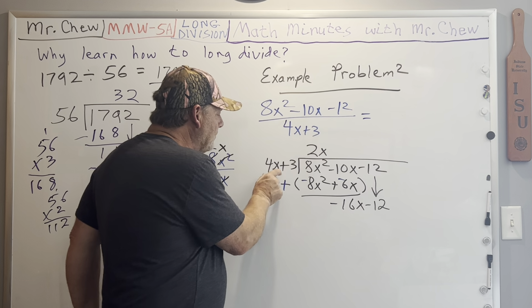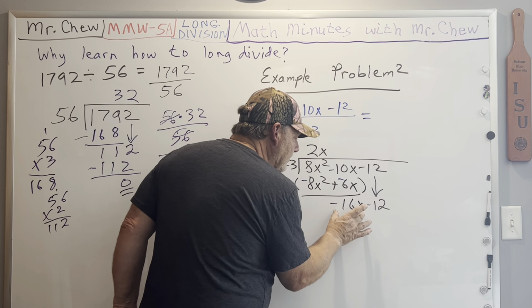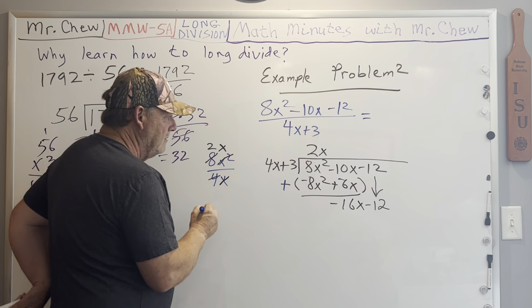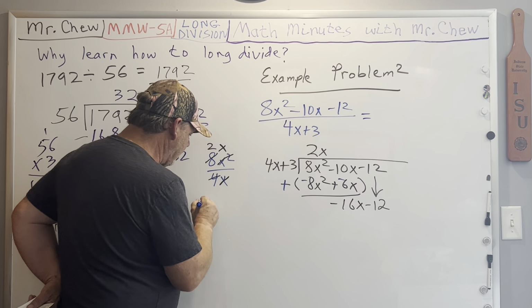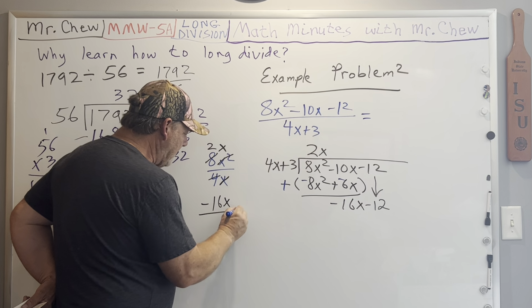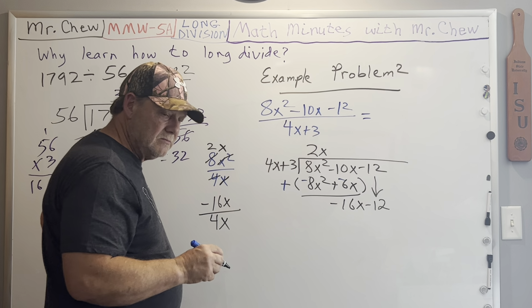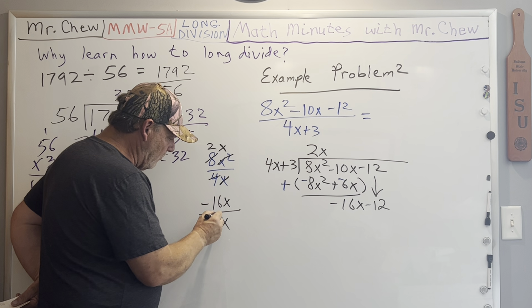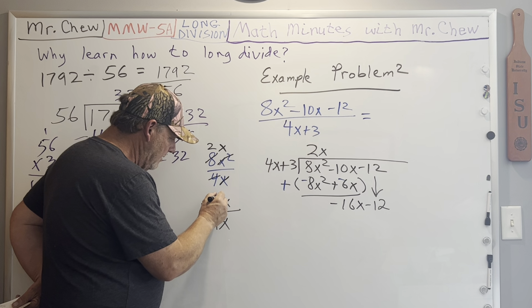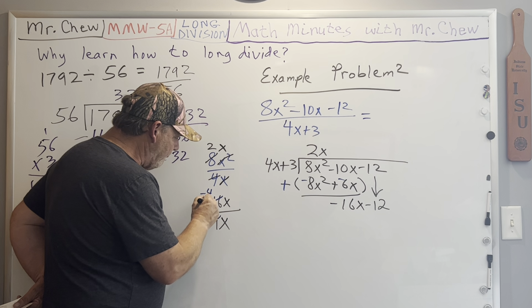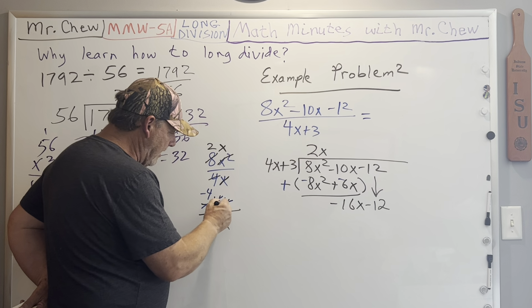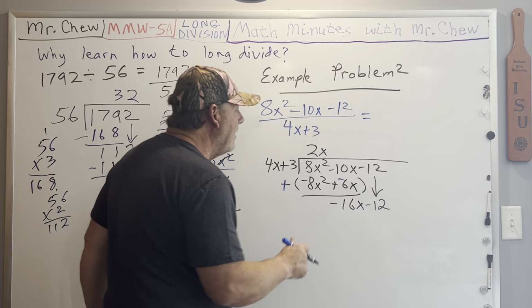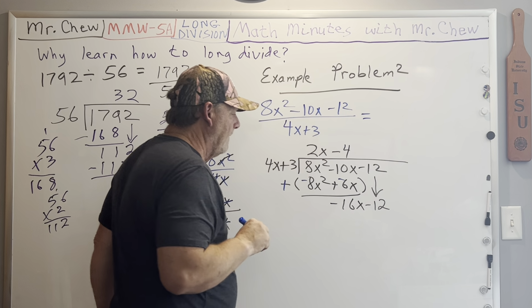So now, how many times will 8x divide into negative 16x? Well, I've got to take my negative 16x and figure out how many times 4x will divide into it. Remember what we do here now. Common factor of 4: 4 divided by 4 is 1. Negative 16 divided by 4 is negative 4. And the x and x cancels out. So the answer is going to be negative 4, which I write up here, minus 4.